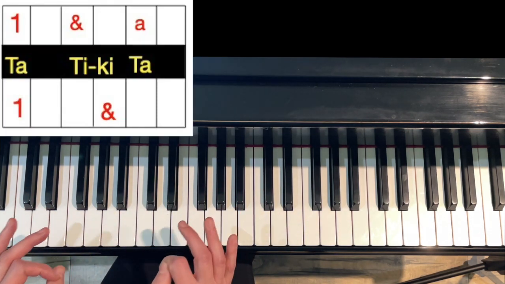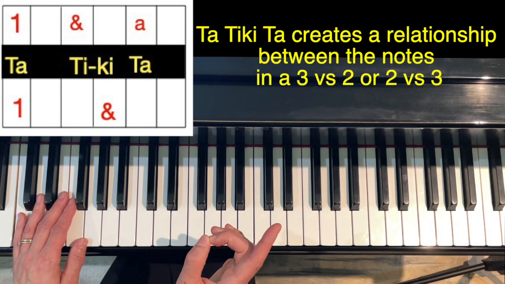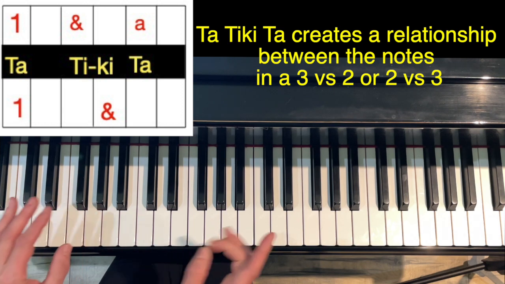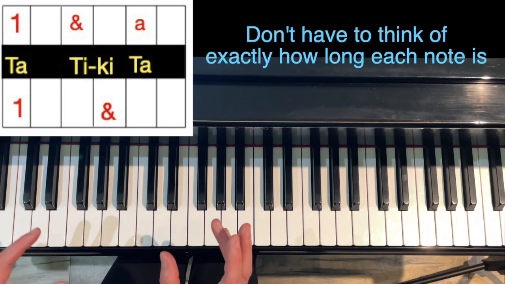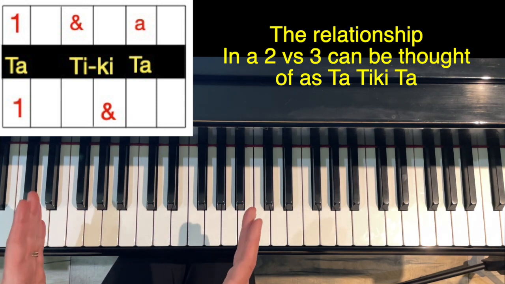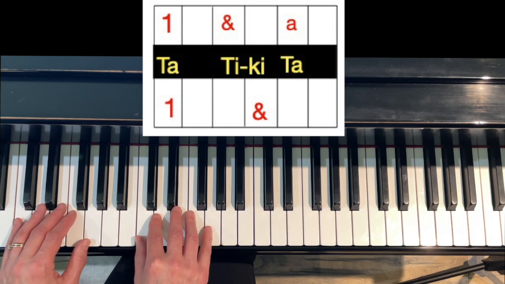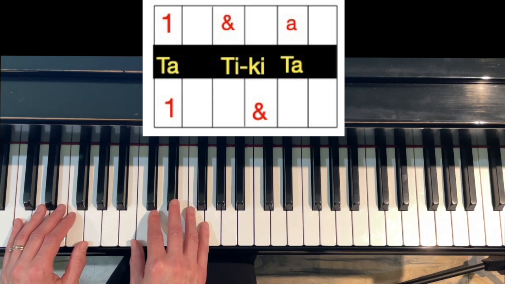So by using ta, tiki, ta, we're just creating a relationship between the notes in the beat. We're not thinking how long exactly is this quarter note or eighth note or whatever. We're thinking the relationship for the 2 versus 3 can be thought of as a ta, tiki, ta. So you've just got to know which hand plays which syllable.